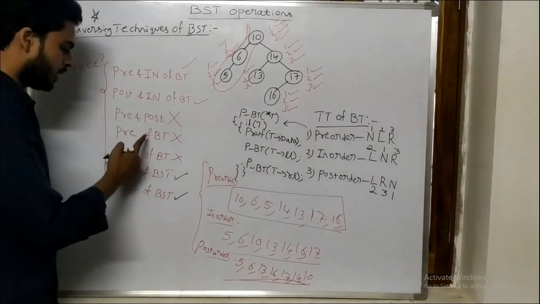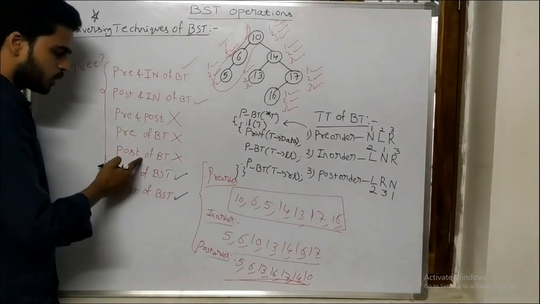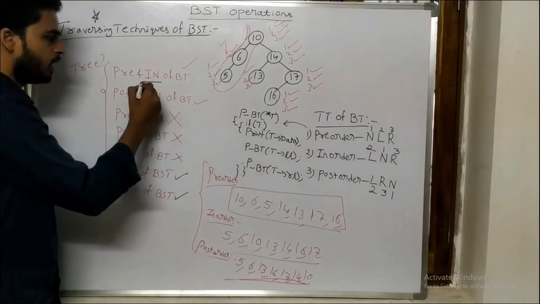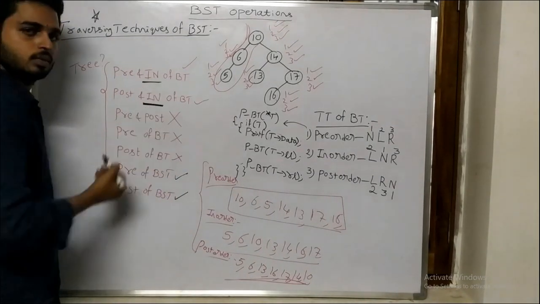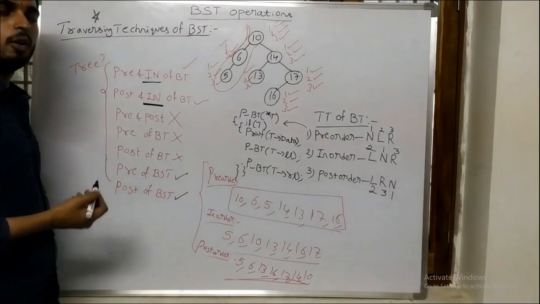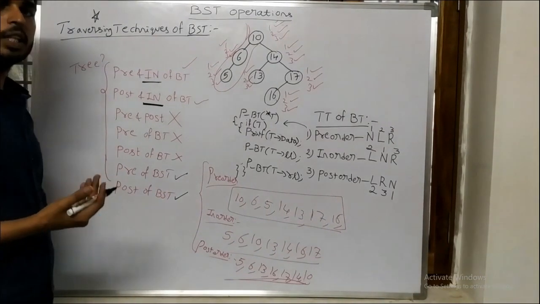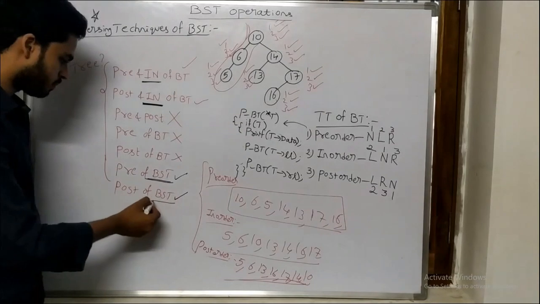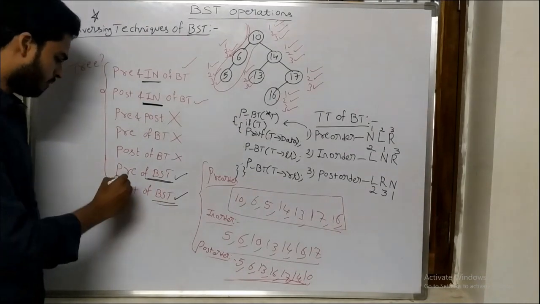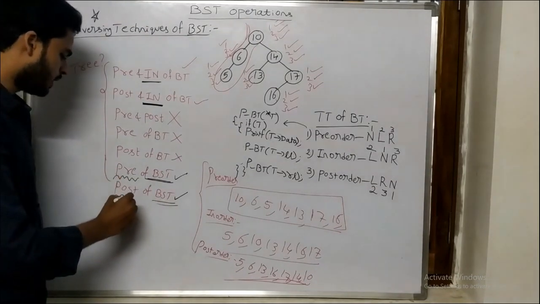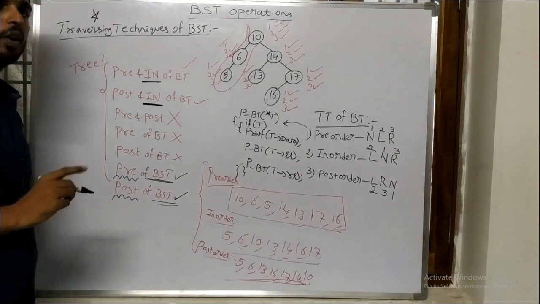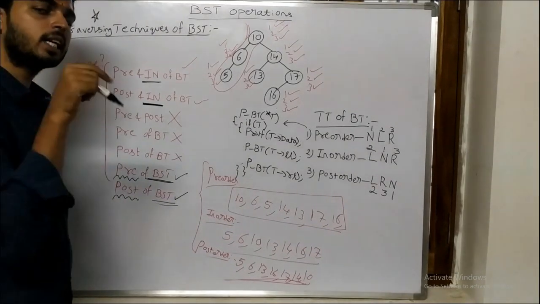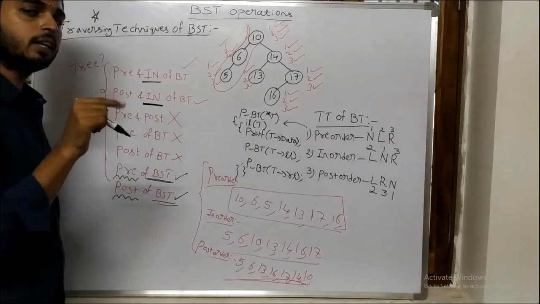In a binary tree, if they have given pre-order or post-order, we cannot get the other one, that is in-order. Why? Because we don't know the order of the arrangement of elements. But coming to the binary search tree, even though they are giving only pre-order or only post-order, we can get the in-order for the given binary search tree.